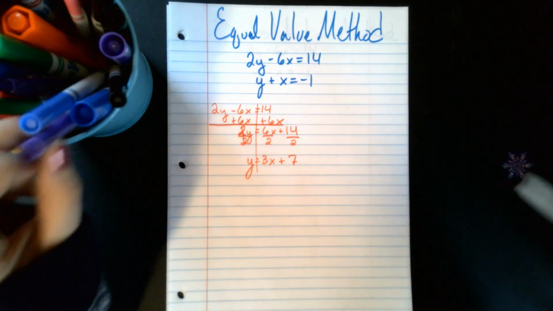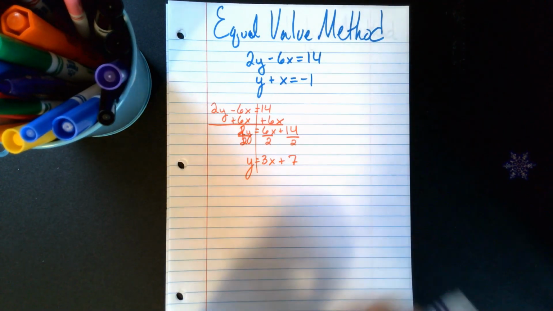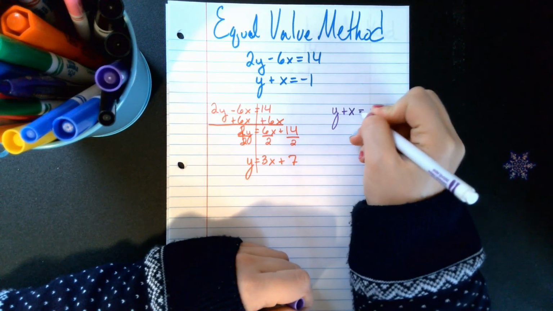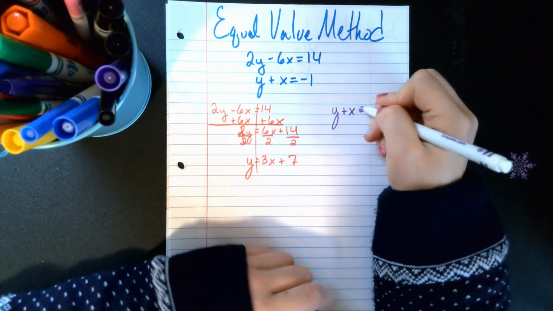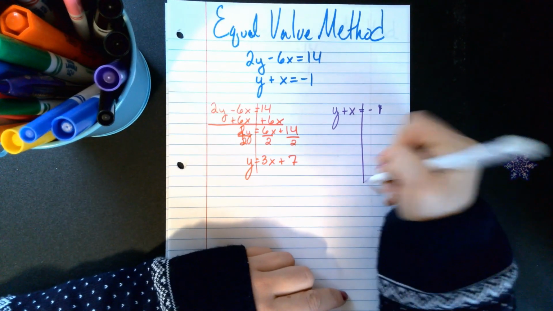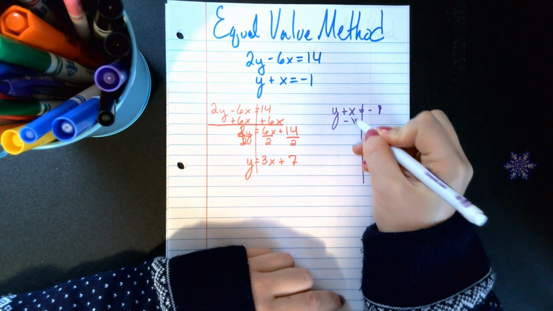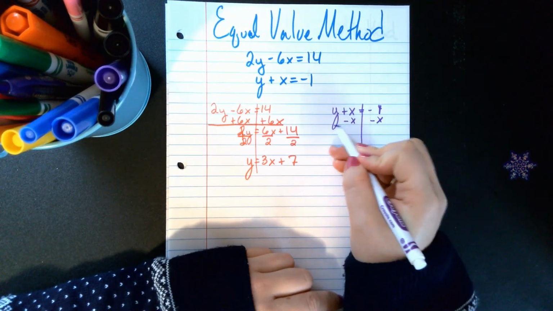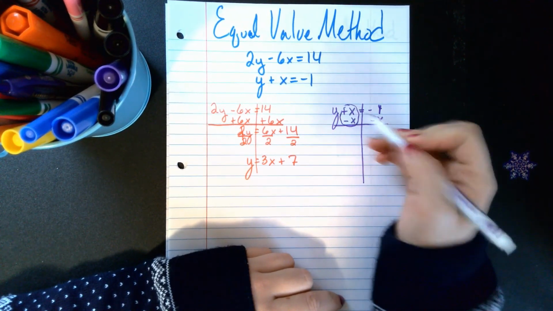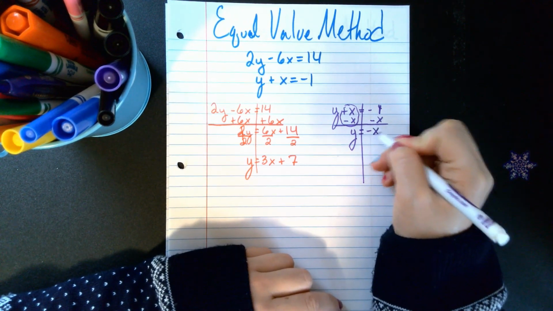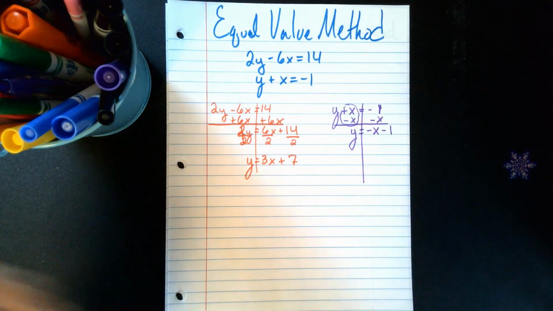Okay, so we've done the first one, so now we have to do the second one. Our second one is y plus x equals negative 1. This one should be a lot easier. I want to get y by itself again, so I'm not going to touch my y. I am going to subtract an x from both sides. That becomes 0, and I end up with y equals negative x minus 1, or minus 1 negative x. They're the same thing.